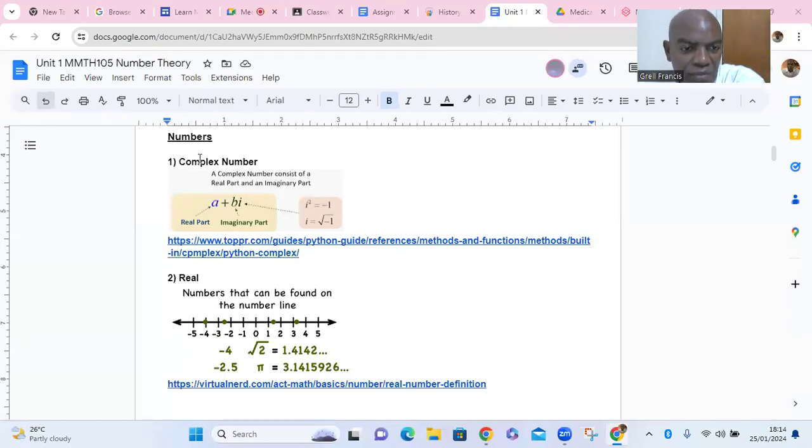Complex numbers. A complex number consists of a real part and an imaginary part. So the real part is the number you can obtain on a number line. And here you have an example of a real number line. So 2 is a real number. You can locate 2 on the number line. You can count 2 objects.